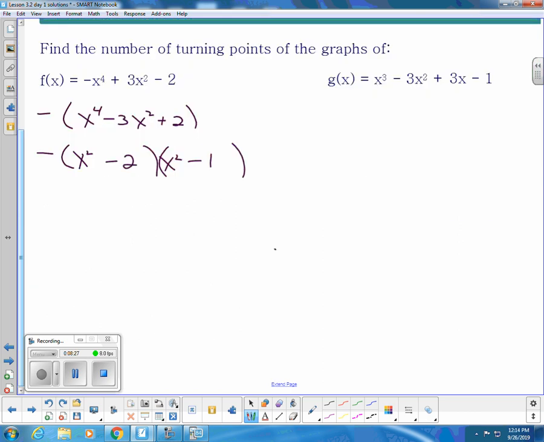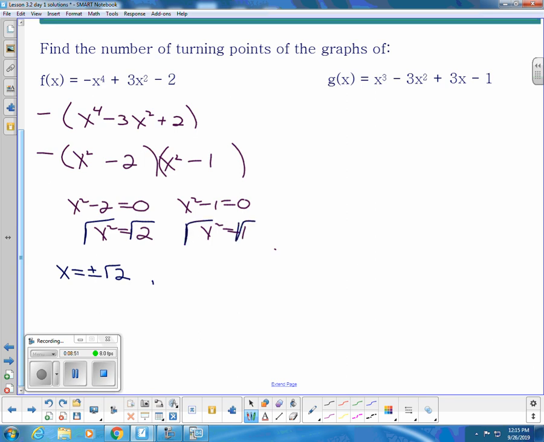So when I set each of these guys equal to 0, when I take the square root here, how many answers do I get? 2, plus or minus the square root of 2. When I take x squared minus 1 equals 0, I get x squared equals 1. When I take the square root, I get plus or minus 1. So we have 4 zeros.